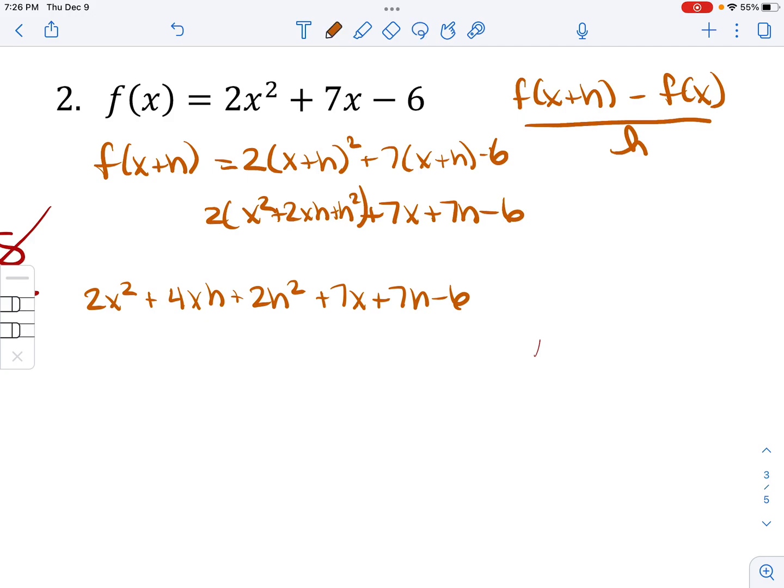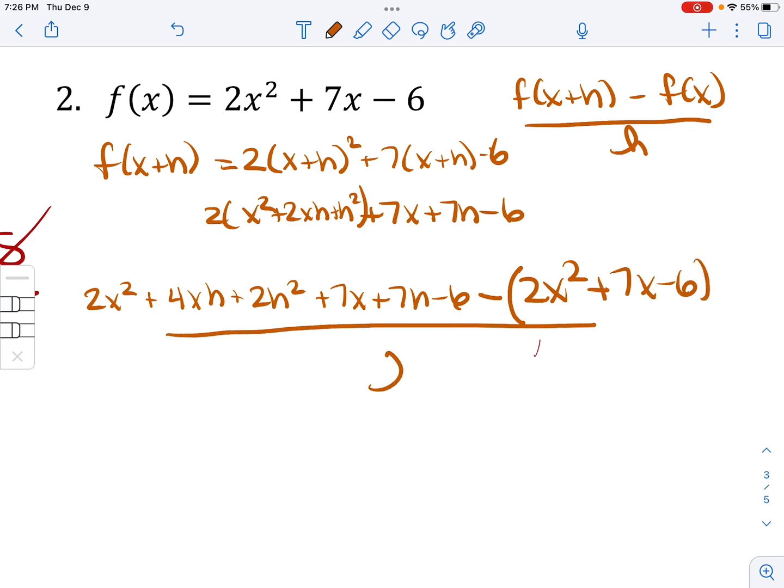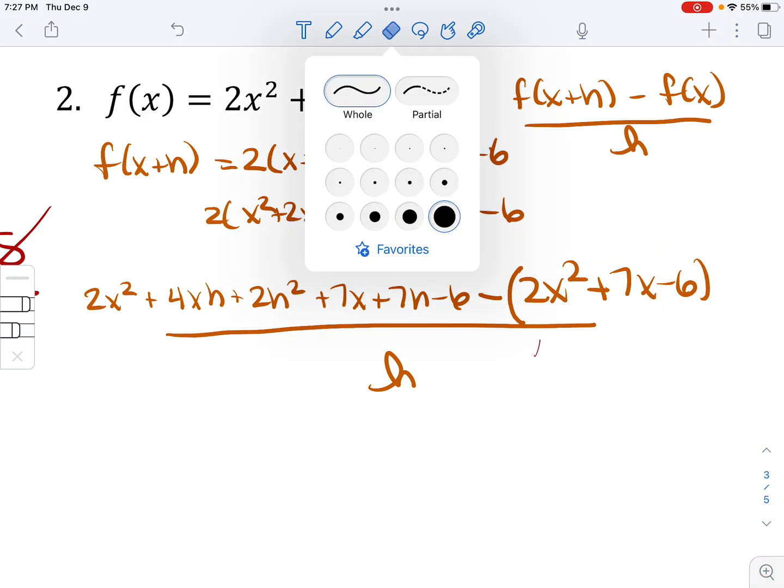And then what I'm going to do is take away the original function, all over h. And again, remember to distribute this. I could write another step, but I think it's going to get lengthy. So I'm just going to remember to do a minus sign. So minus 2x squared here, minus 7x, and then a plus 6 here, because if I distribute that minus sign, it's going to change the sign of all of those.